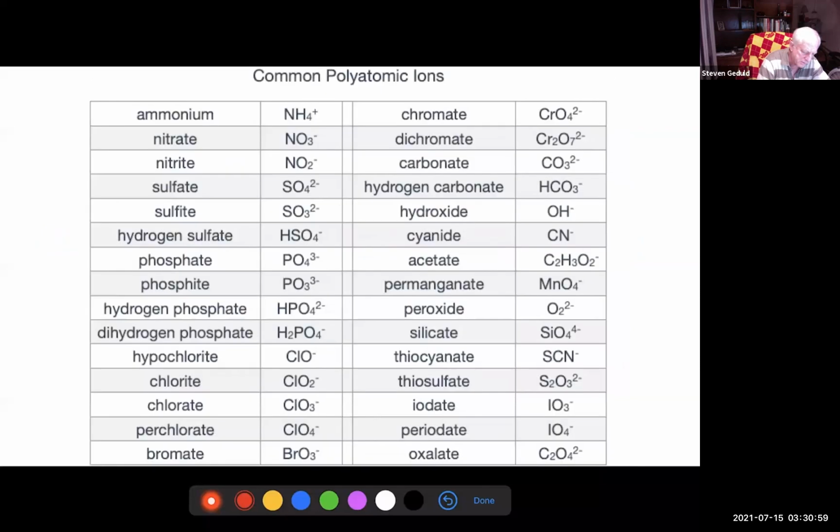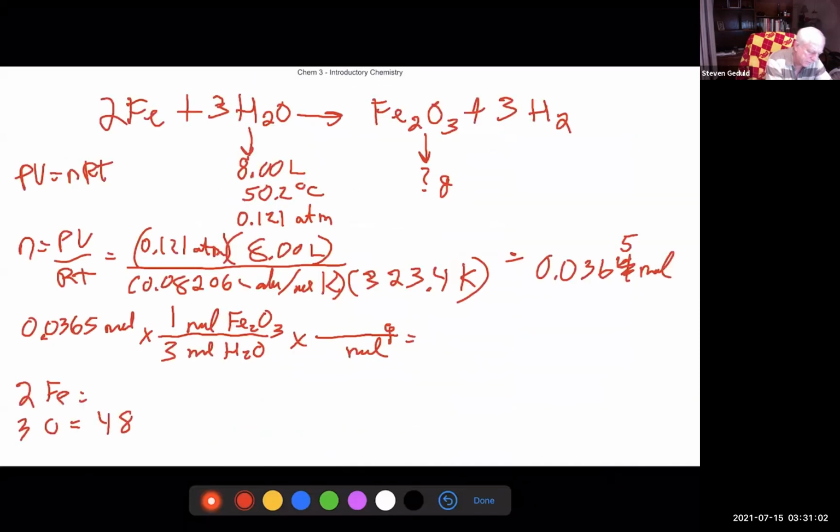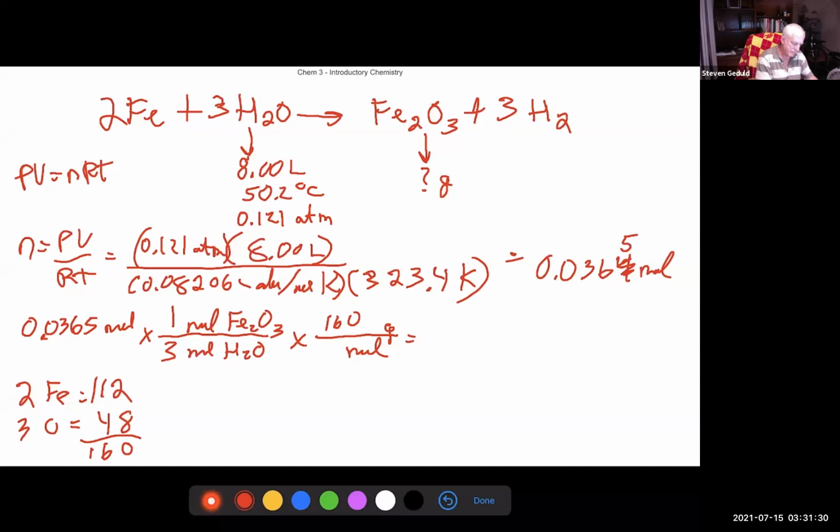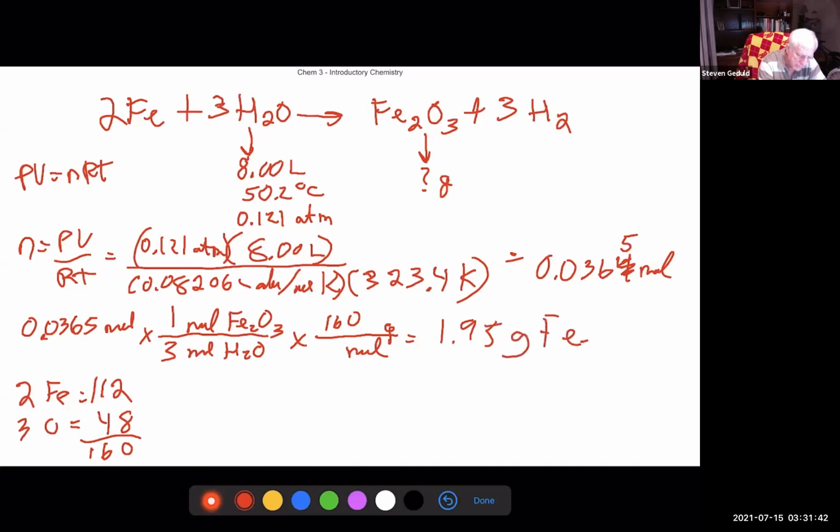Iron weighs 55.8, so 56 roughly. So 56 times 2 is 112, right? So that becomes 160, roughly. Just kind of rounding those off. So 160 grams per mole. And that gives you your answer, grams of iron 3 oxide we're looking for. So calculate it. We have 0.0365 divided by 3 times 160. 1.95 grams iron 3 oxide.